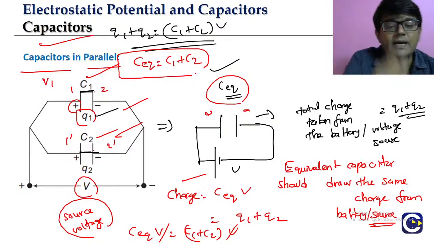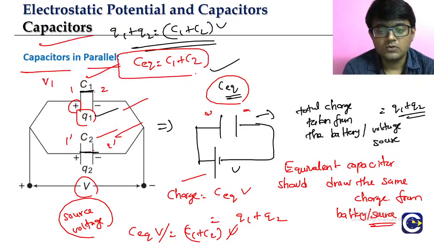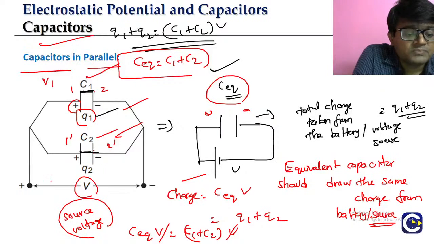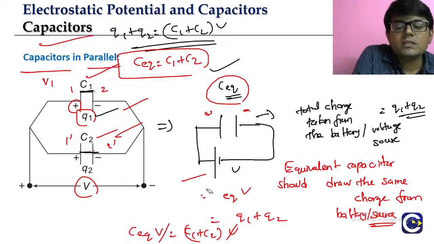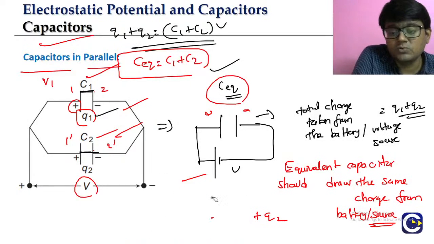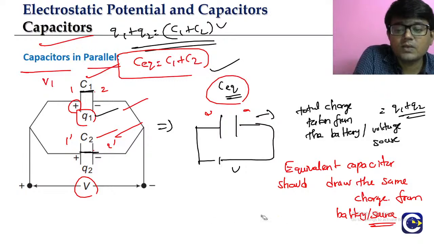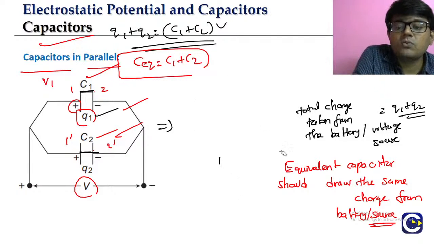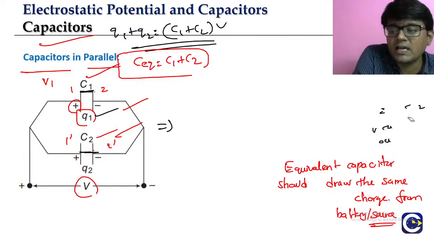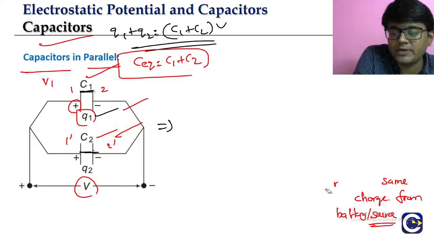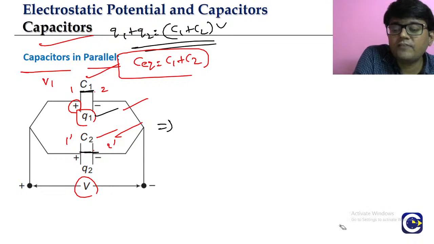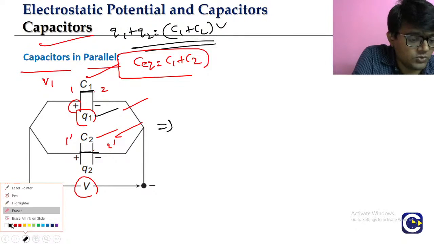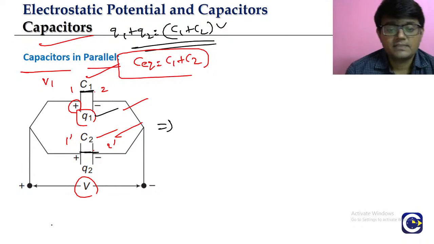So what is it? If you have two capacitors in parallel, then the equivalent capacitance of them, C equivalent, is given by C1 plus C2. If you have 3, what is the relation? C equivalent will be equal to C1 plus C2 plus C3. For 4, C equivalent is equal to C1 plus C2 plus C3 plus C4. Okay. So this is how we will find the equivalent capacitance value of the parallel combination of capacitors.